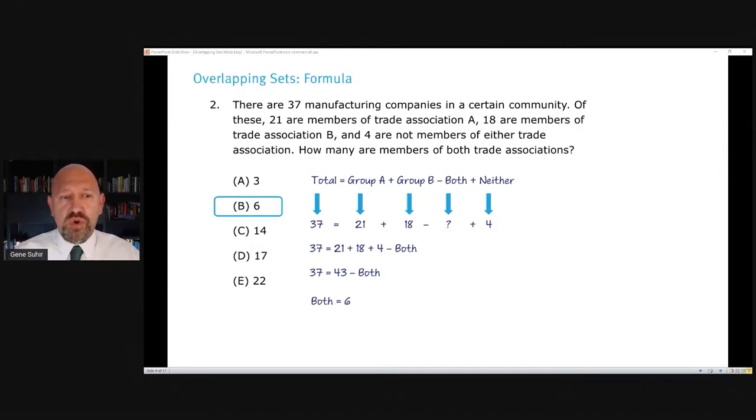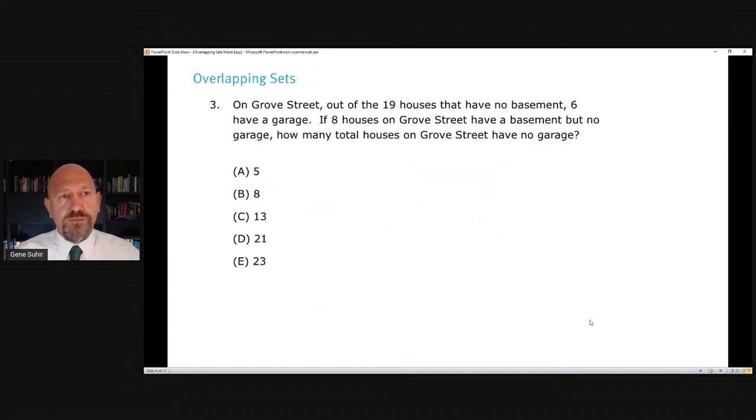Now let's talk about your plan B afterwards. Here on Grove Street, out of the 19 houses that have no basement, six have a garage. If eight houses on Grove Street have a basement but no garage, how many total houses have no garage? Now, how would the formula work here? Do we have four out of five elements of this formula?